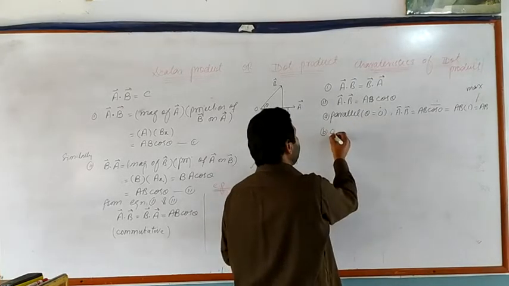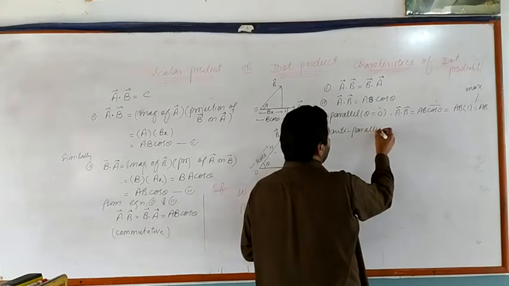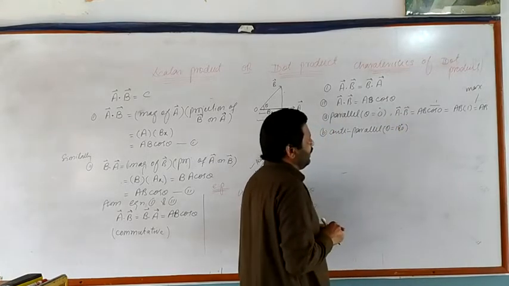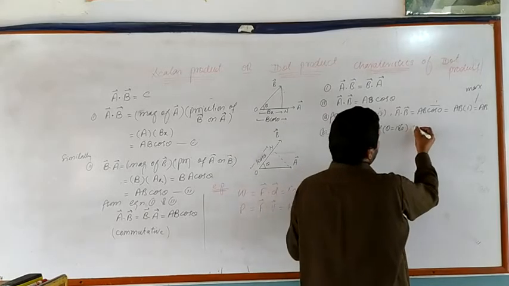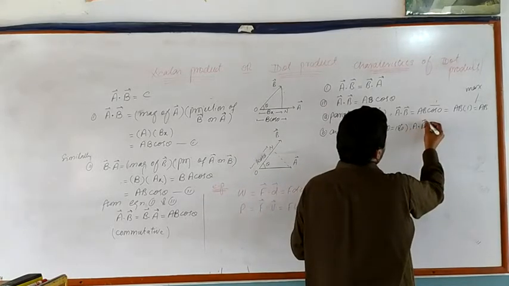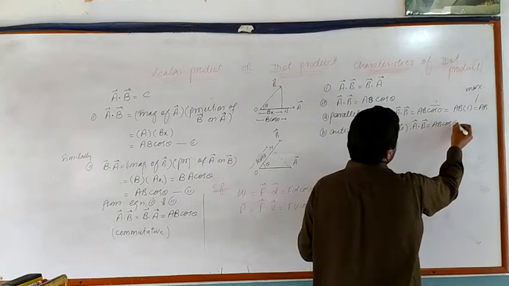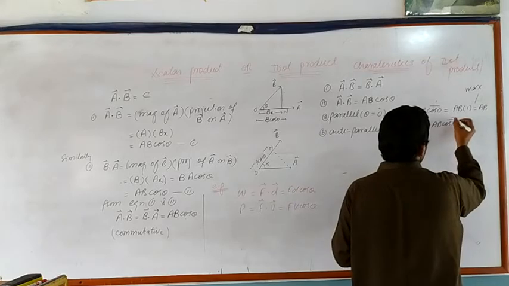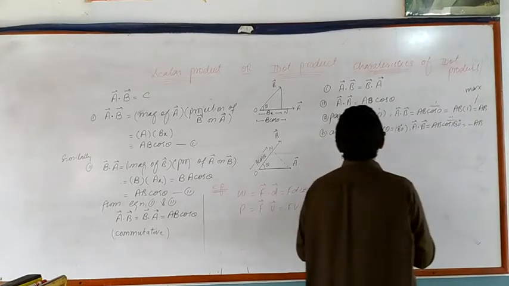Suppose two vectors A and B are anti-parallel to each other, then the angle between them will be equal to 180 degrees. Their dot product will be vector A dot vector B equals AB cos theta, theta is equal to 180, cos 180 is equal to -1, so the resultant will be equal to minus AB.